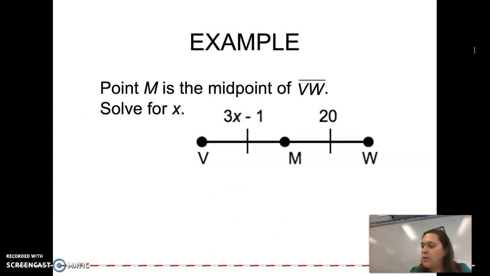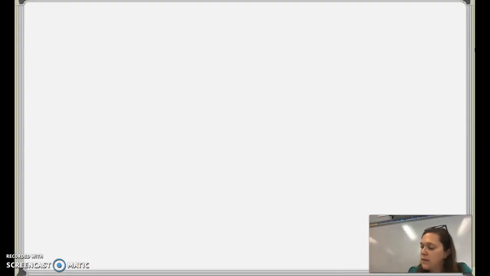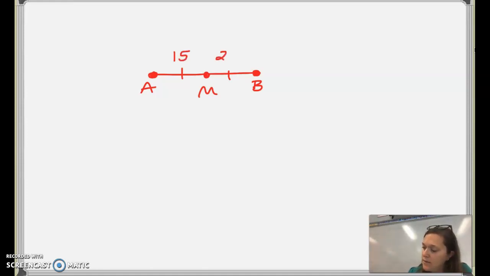Before we move on to the midpoint formula, let's try one on your own. So let's go back to the line segment AB. I know these are not on your notes, but see if you can just do them. Midpoint M, we know it's the midpoint because I have 2 tick marks there. We'll have this be 15, and this is going to be 2x minus 1. Solve for x.